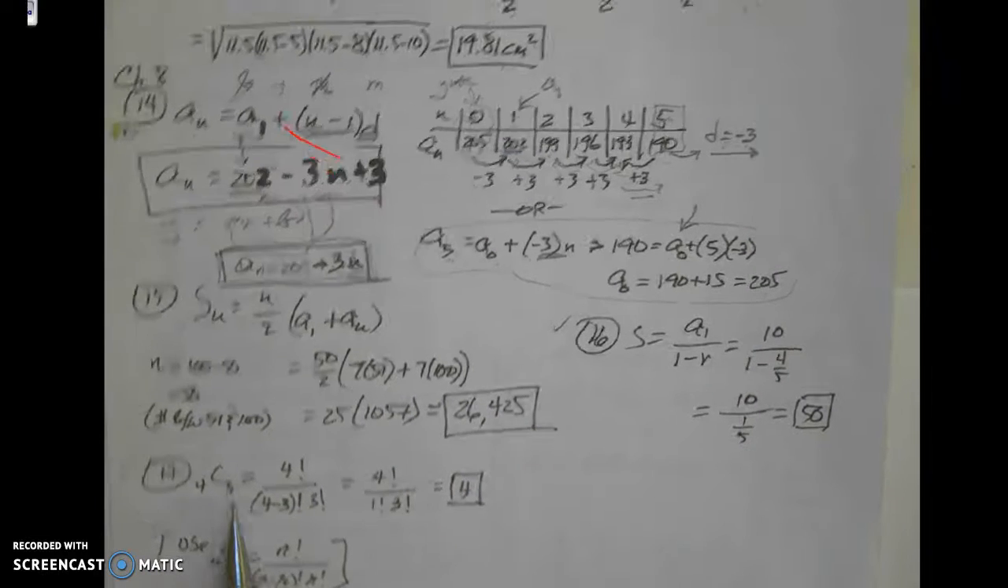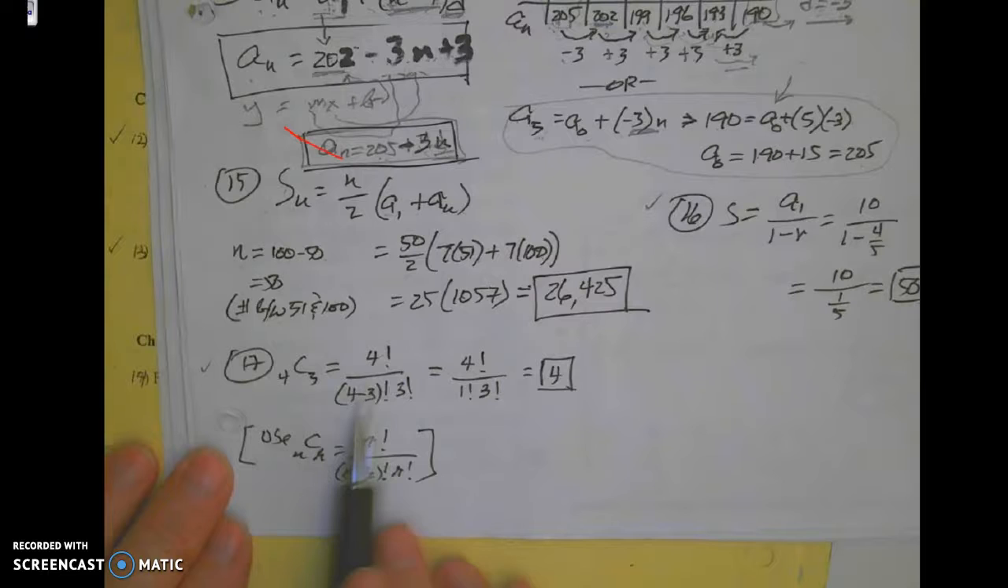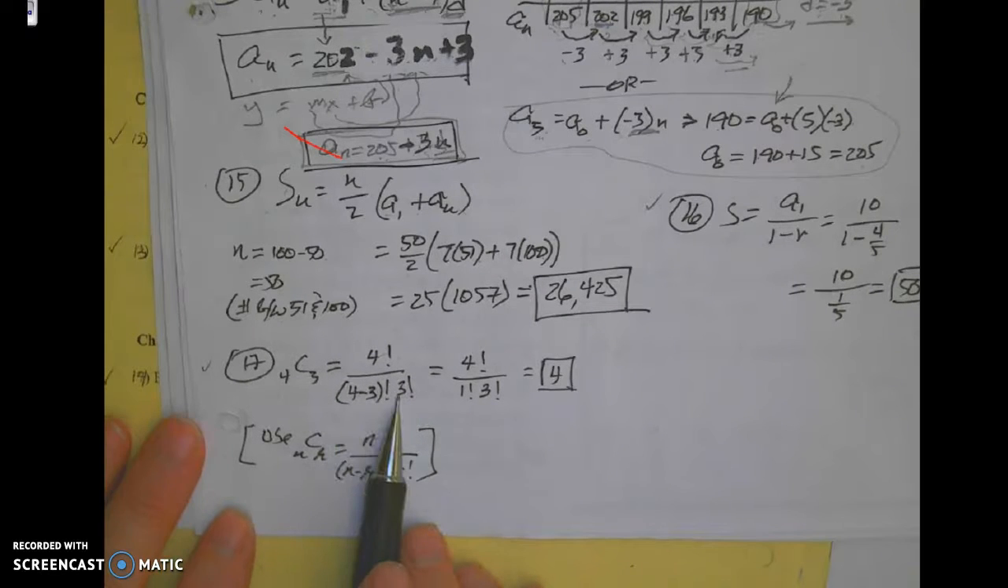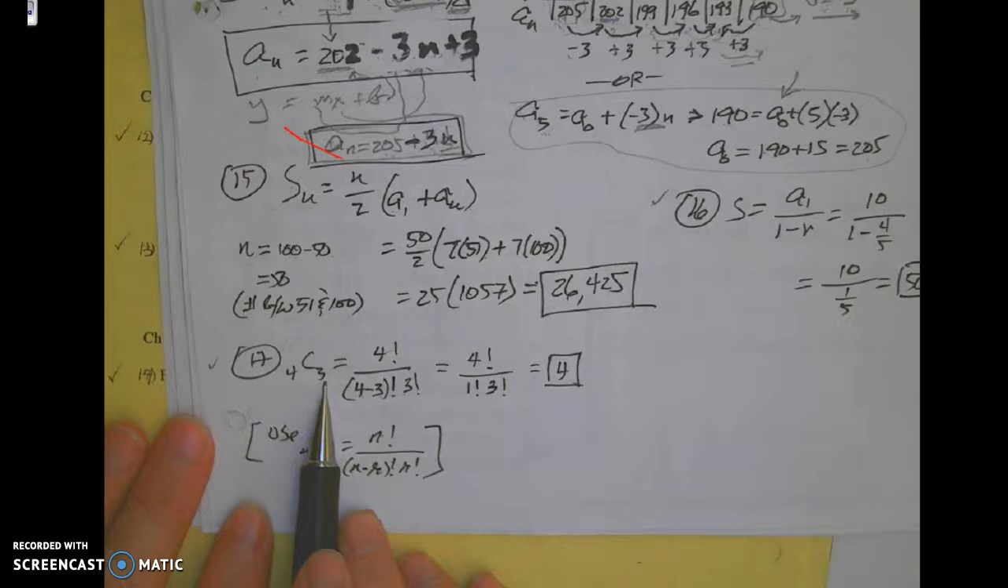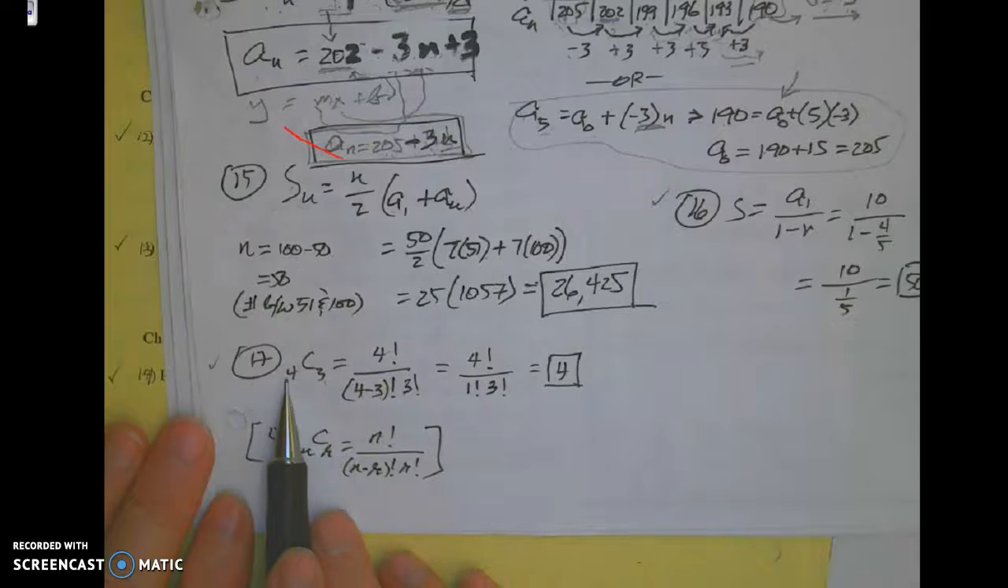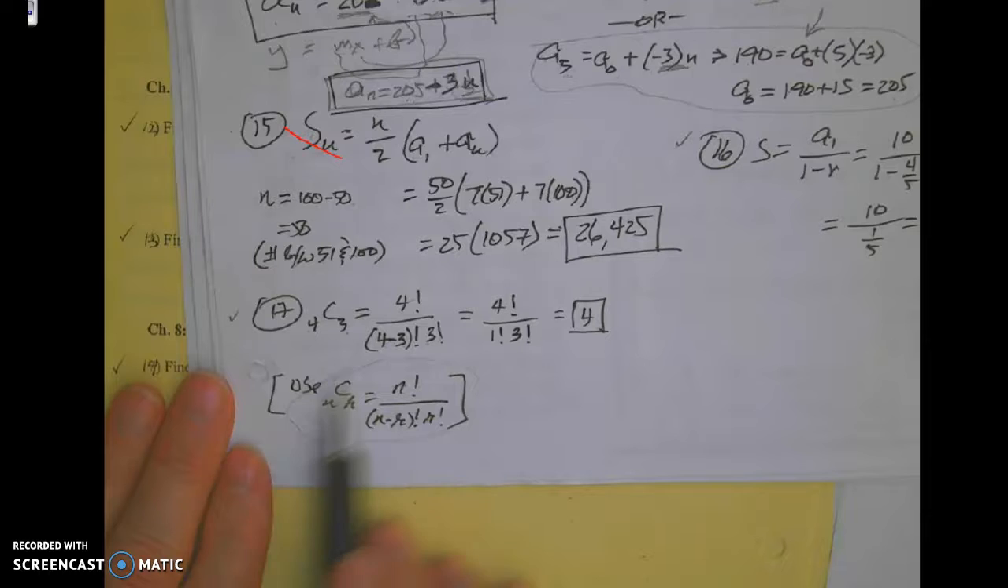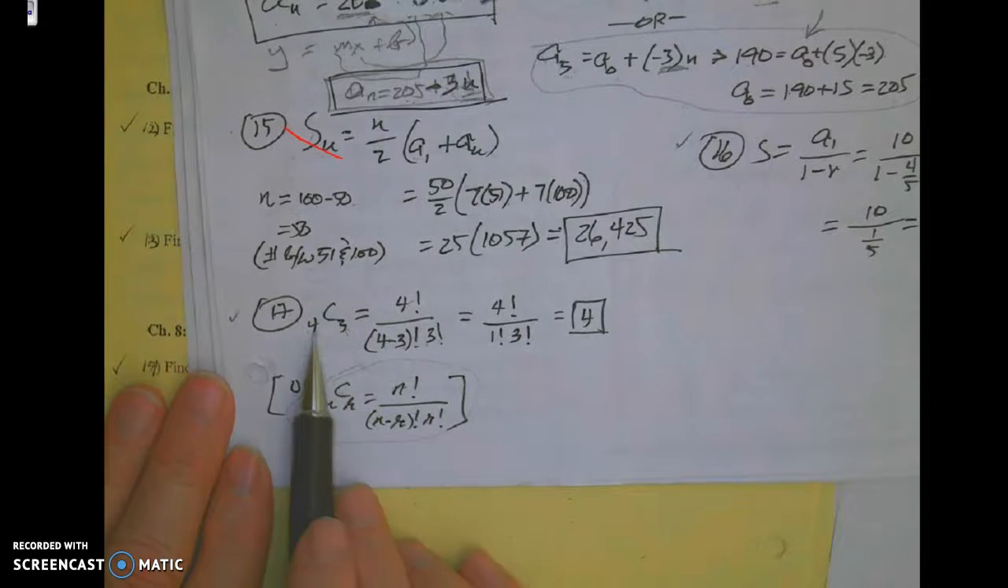17 is a pretty straightforward one. Remember, it's n over n minus r times r. All of those are factorials. And they give you the r right here at the 3. That's your r value. There's your n value. And you end up with 4 as your answer. Remember, this is a formula right here if you're trying to figure out what this last number is and what the first number represents.